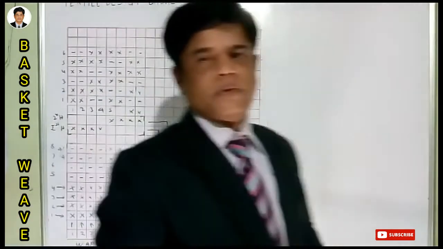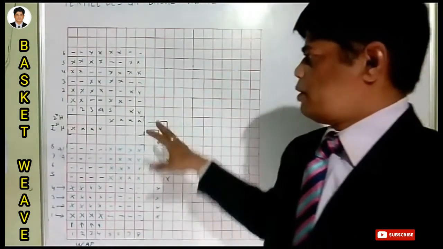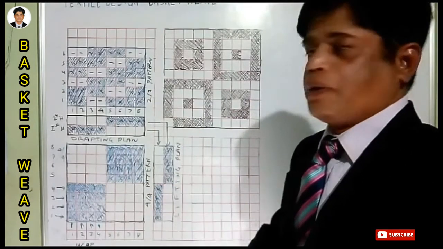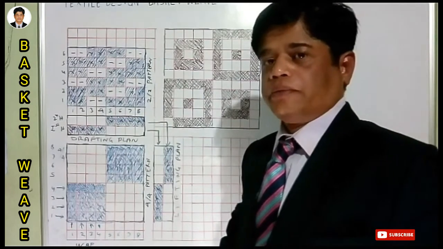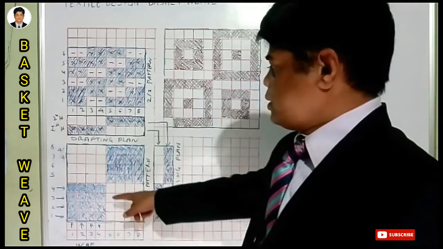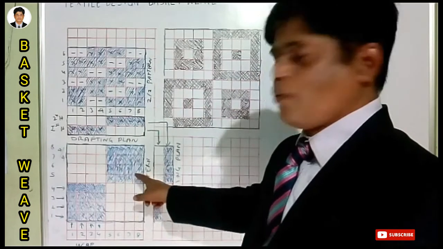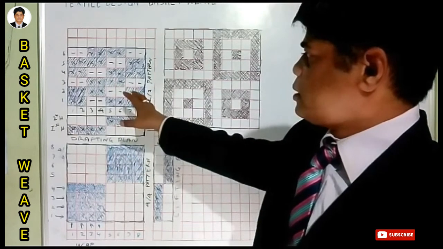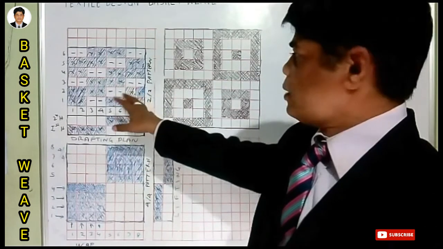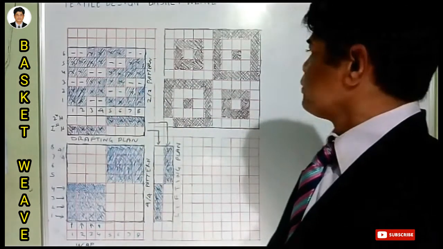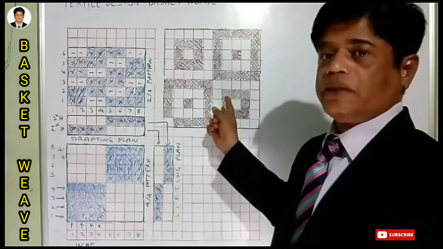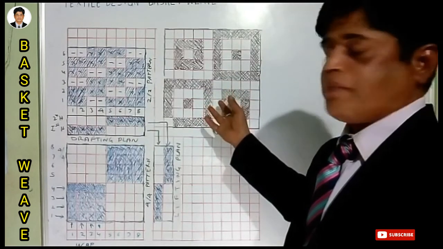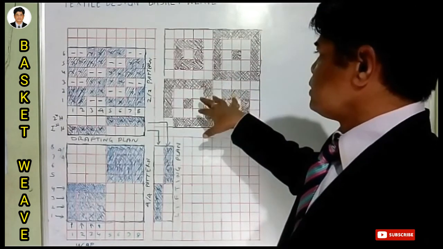Now you will come to know the modifications. I will finish it. See here how the pattern looks. This is the 4 up, 4 down basket weave, normal basket weave. This is the 2 up, 1 down Oxford. This is the stitch weave. This is a complicated modification from the basket weaves, where there is stitching.